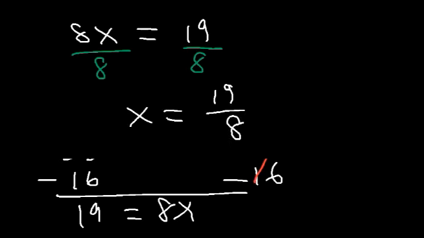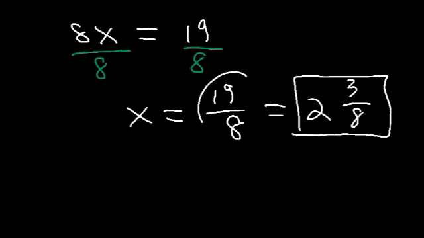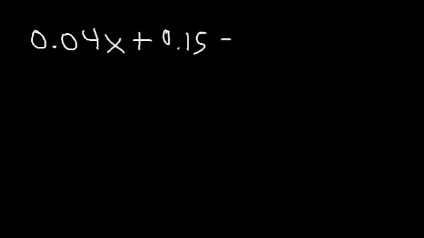If you want to convert it to a mixed fraction, you need to realize that 8 goes into 19 two times. 8 times 2 is 16, and 19 minus 16 is 3, so it's 2 and 3/8 as a mixed number. What if you have an equation that contains decimal numbers? How would you solve for x?